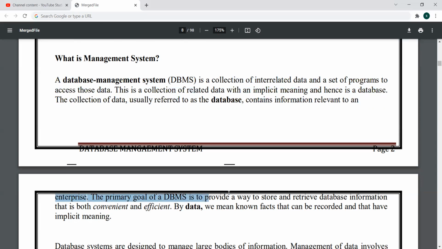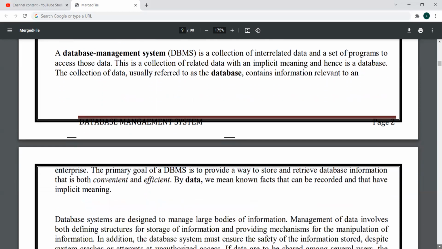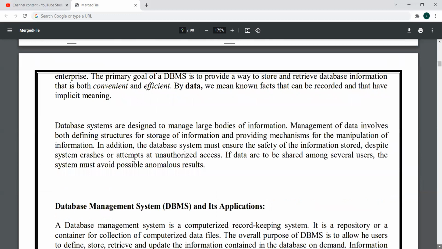The primary goal of a DBMS is to provide a way to store and retrieve database information that is both convenient and efficient. By data we mean known facts that can be recorded and that have implicit meaning. This is a database management system.